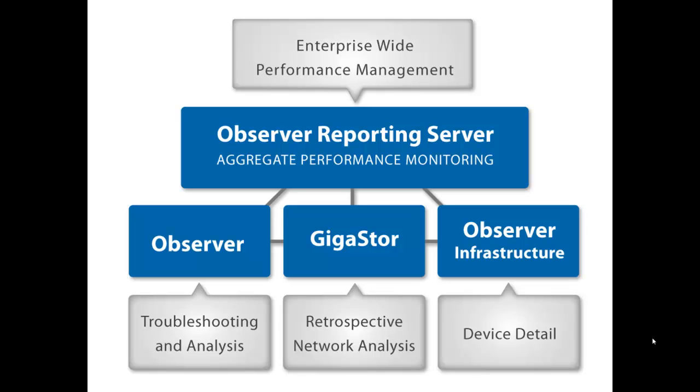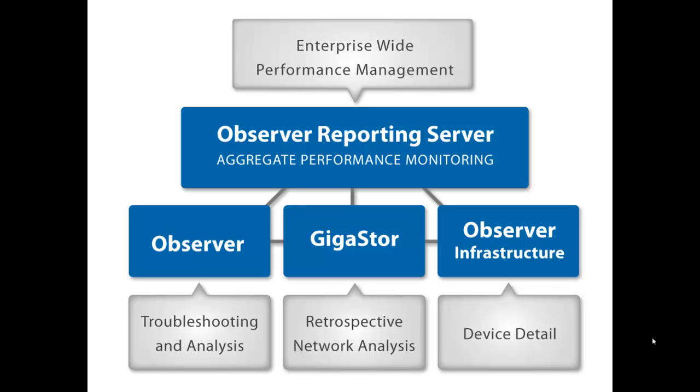It starts off along the top with the Observer Reporting Server, which is the aggregate performance monitoring platform. It has the ability to take in information feeds from packet-based data sources, flow-based information, and resource metrics, and combine that information together to provide an overall depiction of the IT infrastructure. Now, drilling down from there, Gigastore represents the retrospective network analysis component of the Network Instruments Observer offering. Observer, the troubleshooting and analysis functionality, and Observer Infrastructure provides the device-level detail.